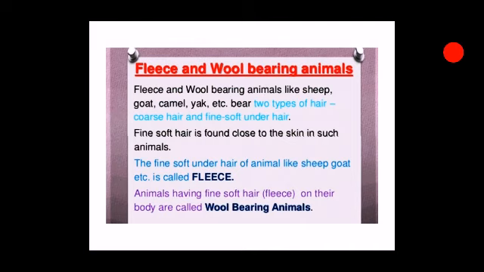So these hairs are generally found in animals like sheep, goat, camel, yak, etc. And this fine soft underhair is called fleece. And the animal that has this on its body is called a wool bearing animal.